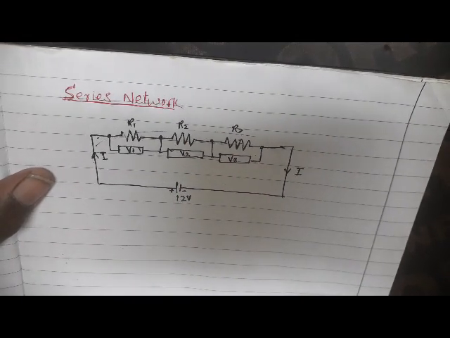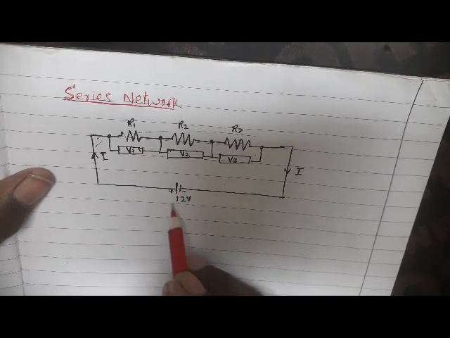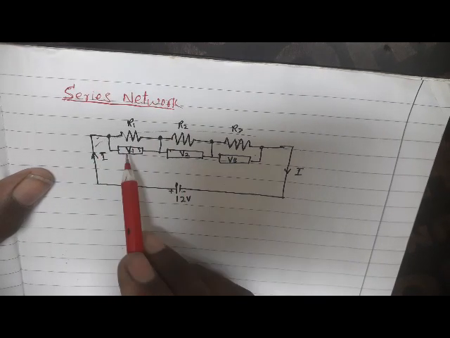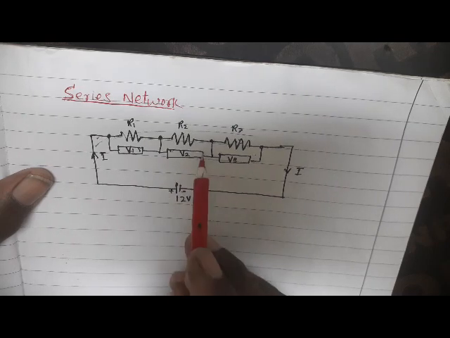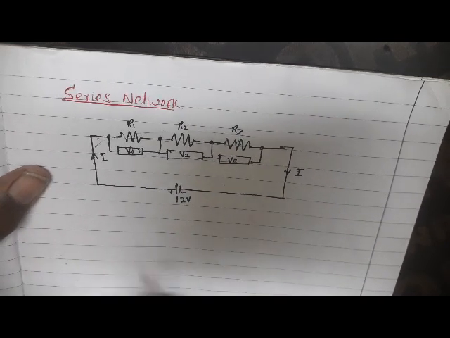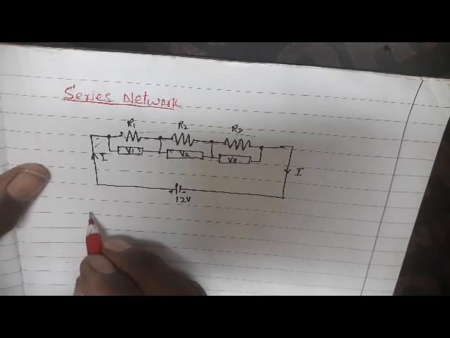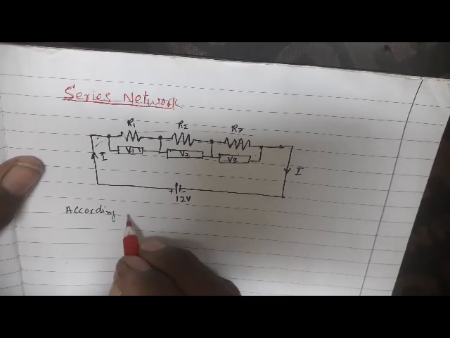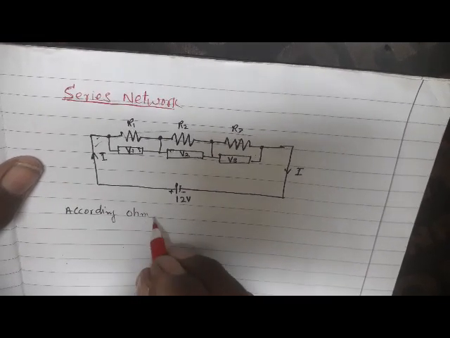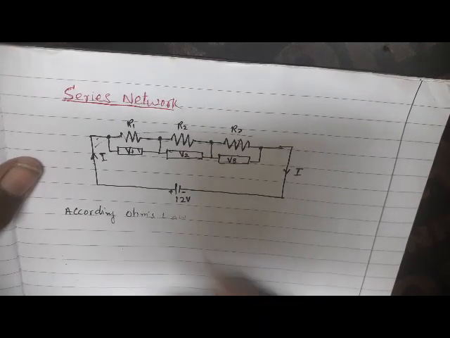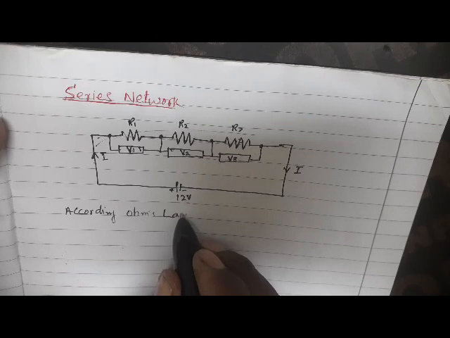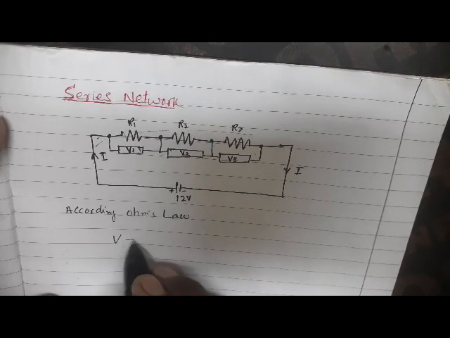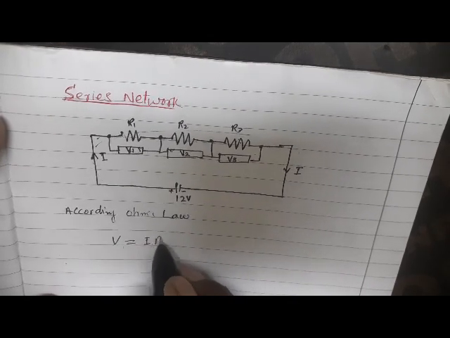So we know that the voltage V, the sum of the drops V1, V2, V3, is equal to 12 volts. According to Ohm's law, we know that V is equal to IR.